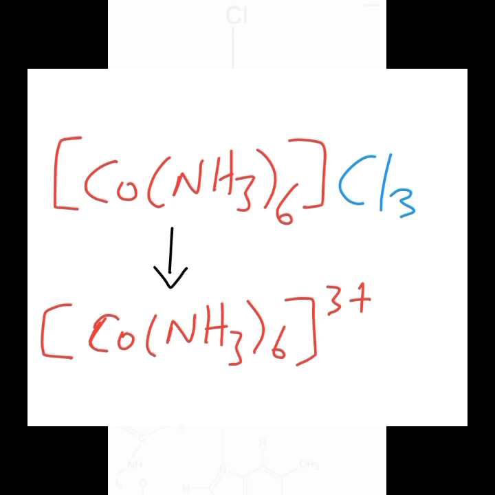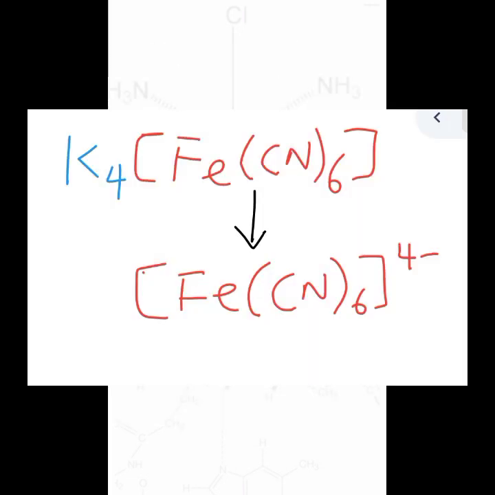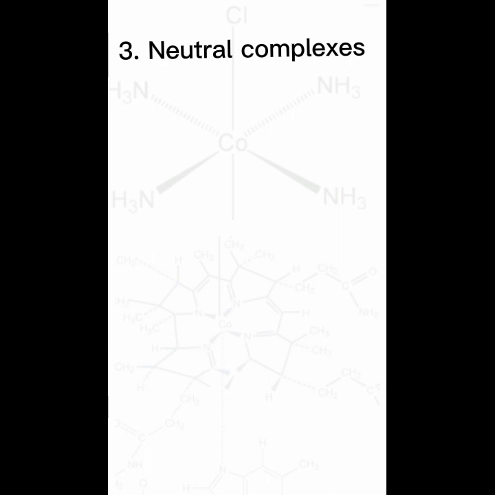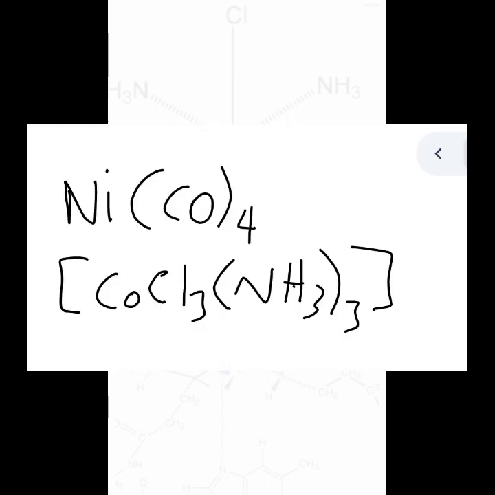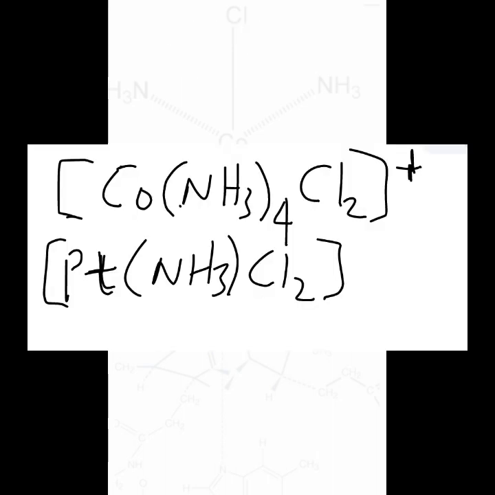Cationic complexes are complexes in which the coordination sphere is a cation. In anionic complexes, the coordination sphere is an anion. The coordination sphere is neither cation nor anion in a neutral complex. Homoleptic complexes consist of similar types of ligands. Heteroleptic complexes consist of different types of ligands.